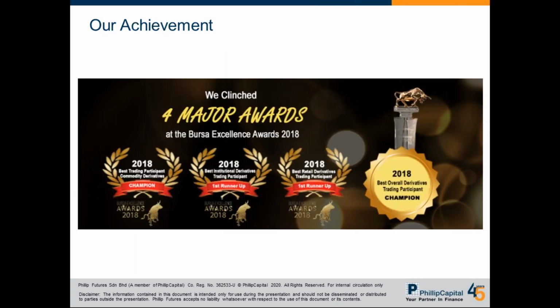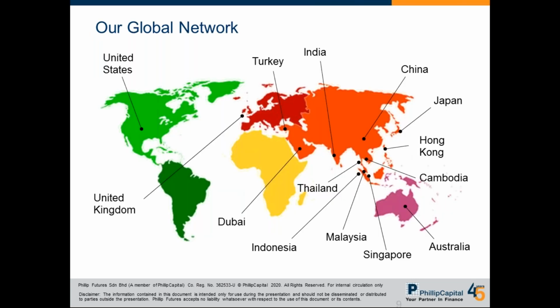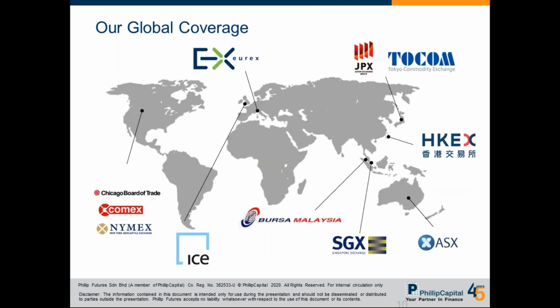If you are our client, I would like to say a very big thank you. Without you, we wouldn't be able to achieve this. In 2018, we got 4 big awards from Bursa Malaysia, the main one being best overall derivative trading participant. Our mother company, Phillip Capital, has offices around the globe in more than 14 countries. With that, we don't just offer products in Malaysia, we also offer products from Hong Kong, the Hang Seng Index, and from Singapore, the US, and so on.